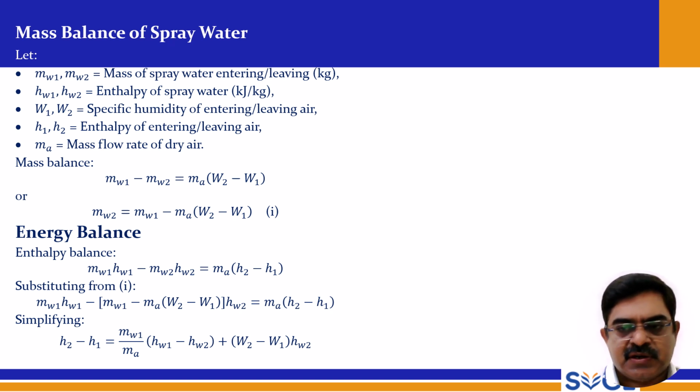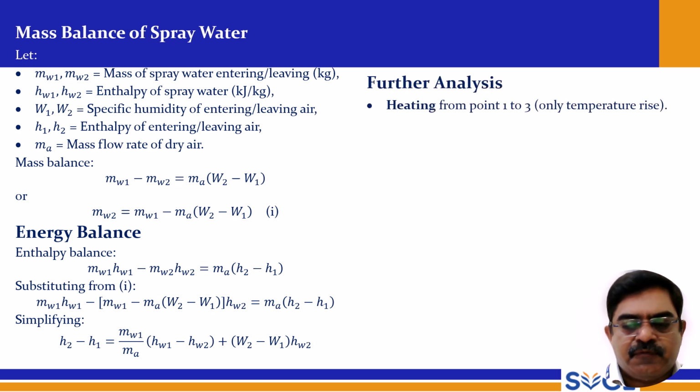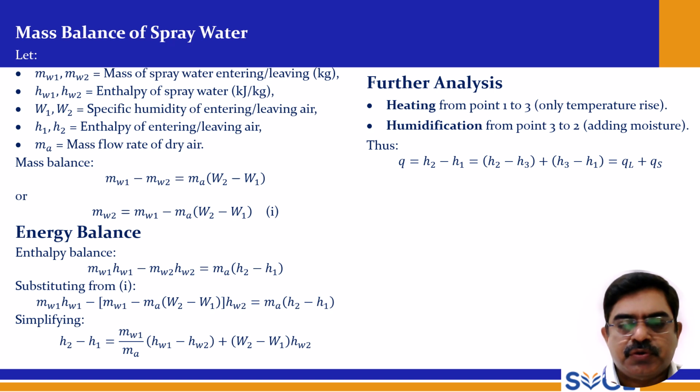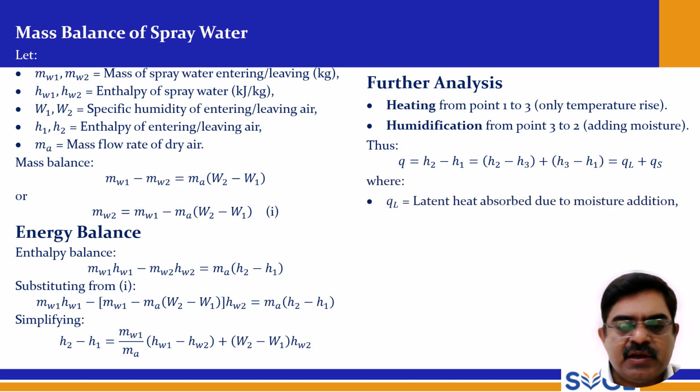So this is a simplified equation, and if we analyze further, heating from point 1 to 3 is only a temperature rise, and humidification from point 3 to 2 adds moisture. Thus Q equals H2 minus H1, which equals H2 minus H3 plus H3 minus H1, that is QL plus QS, where QL is the latent heat absorbed due to moisture addition, and QS is the sensible heat added to air.